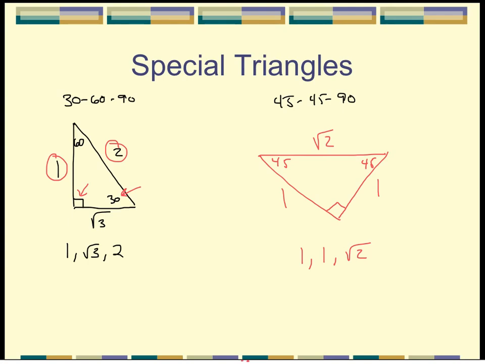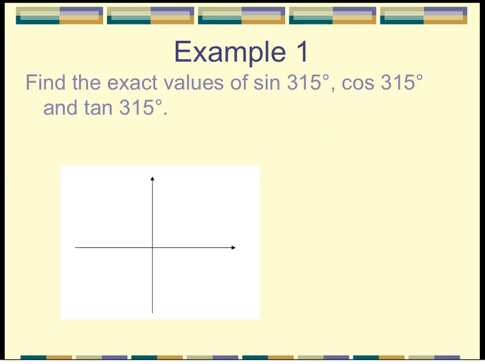Okay, so now we're going to go ahead and get into our first example, and we're going to find the exact value of sine, cosine, and tangent of 315 degrees. So perspective is everything, so drawing a picture is important. This is 0, this is 90, this is 180, and this is 270. Okay, so here's what we're going to do here. We're going to use the idea of a reference angle to help us solve this triangle.